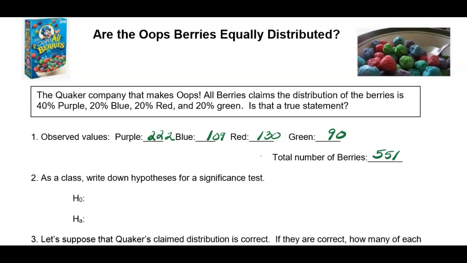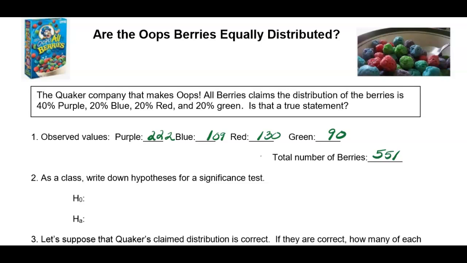So we're just going to talk about Oops! All Berries Captain Crunch. Captain Crunch is one of my husband's favorite cereals, so I thought I'd make an example with this one. And the company that makes it is the Quaker Company. And the Quaker Company claims that the distribution of berries is 40% purple, 20% blue, 20% red, and 20% green. And what we want to know is, is that a true statement?